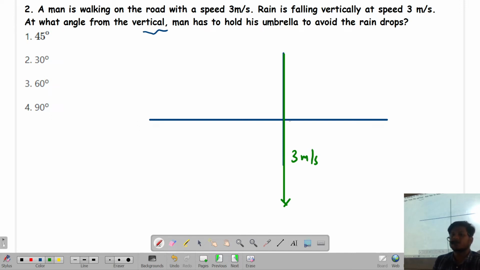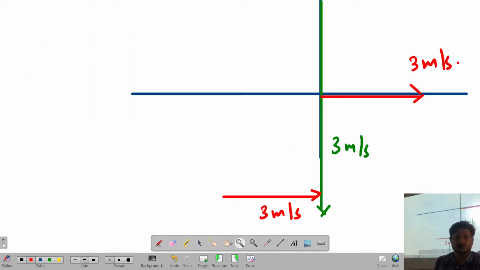Man is also walking horizontally, yes or no? Man is walking horizontally along the x-axis with a speed of how much? 3 meter per second. So the man is also walking along this side with a speed of 3 meter per second. Got it or not? Now look over here, the resultant. Now I can bring this man's velocity over here or not? Tell me yes or no. This will be how much? 3 meter per second.